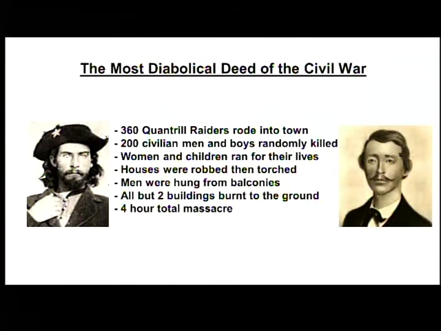And this was called the most diabolical deed of the Civil War. Think about that. All the battles fought between the soldiers, all the killing and everything else. This one here was just absolutely awful. 360 Quantrill raiders rode into town. They killed 200 civilian men, whether they were armed or not, they didn't care, and boys randomly killed. Women and children ran for their lives. Houses were robbed and then torched. Men were hung from balconies. All but 2 buildings were burnt to the ground, and the whole chaos and massacre lasted for a total of 4 hours. Amazing. So we'll go to the next slide.